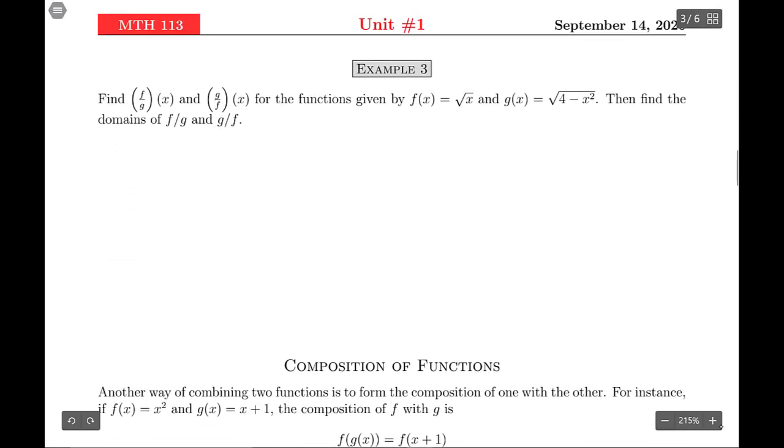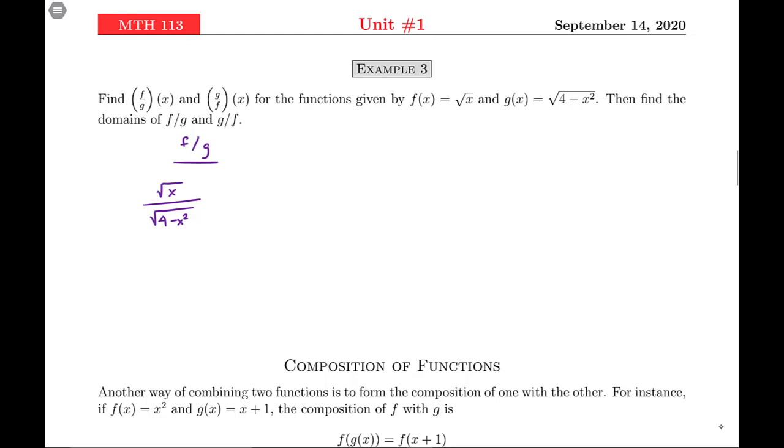Example 3, we're finding the difference quotient, f over g and g over f, and then we want to find the domains of f over g and g over f. So I'm going to do f over g over here on the left in purple, and function f is the square root of x over function g, which is the square root of 4 minus x squared. Now we have a radical in the numerator and a radical in the denominator.